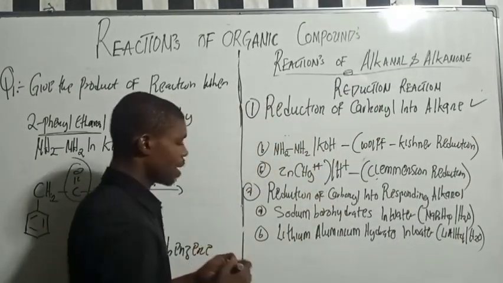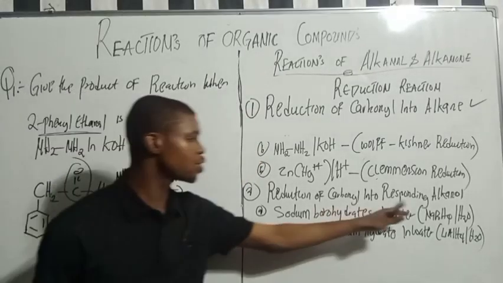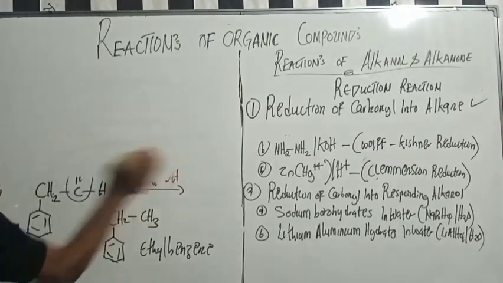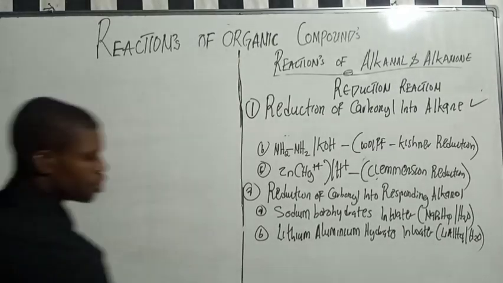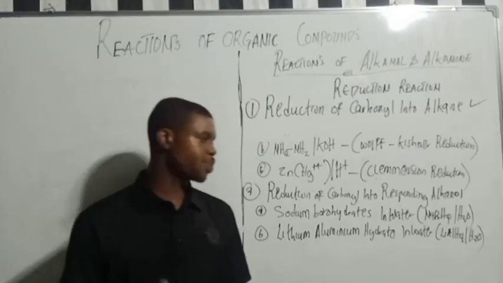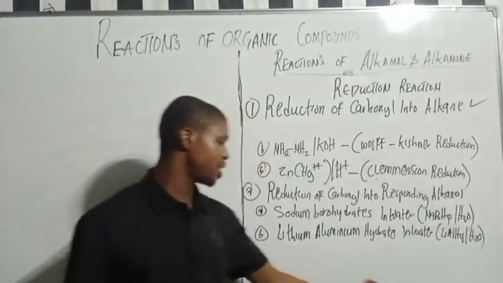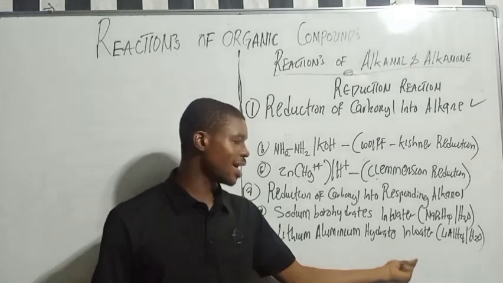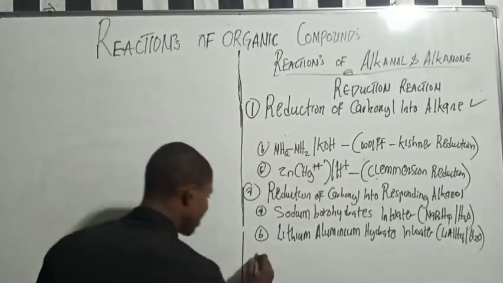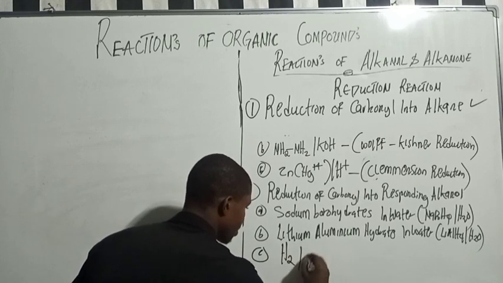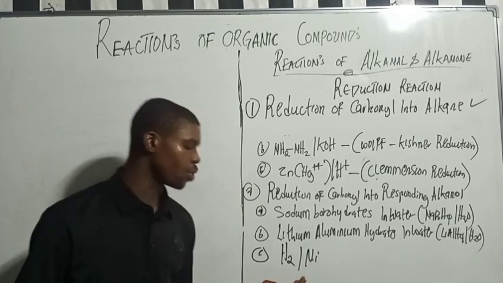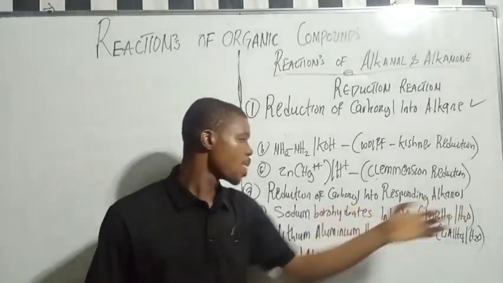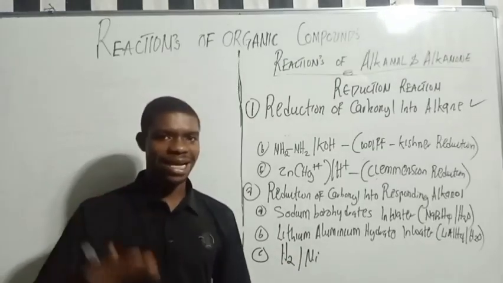Let's move to number 2, reduction of carbonyl into the corresponding alkanol. For you to reduce a carbonyl into the corresponding alkanol, you need any of these reagents here. You need sodium borohydride in water. I also need lithium aluminum hydride in water. There's still another reagent you also need, H2/Ni. Do you get that? This can also be a good reagent for you to reduce a carbonyl into the corresponding alkanol. So you can use any of these reagents to achieve that result.